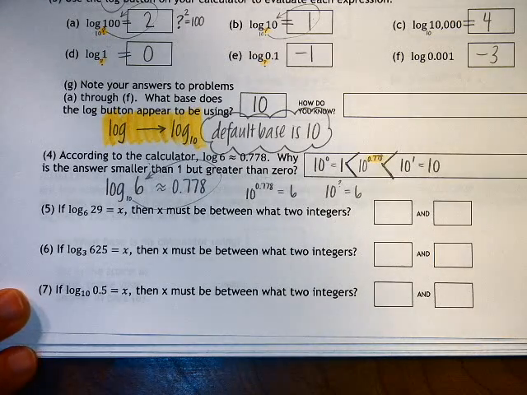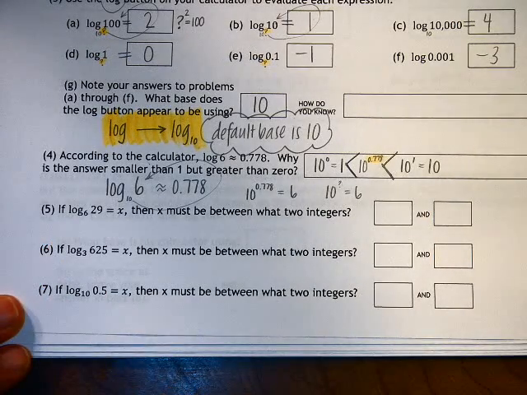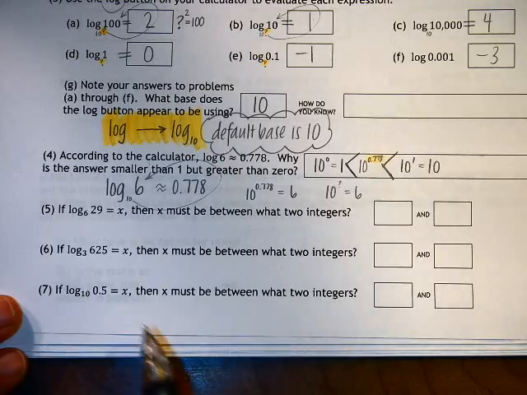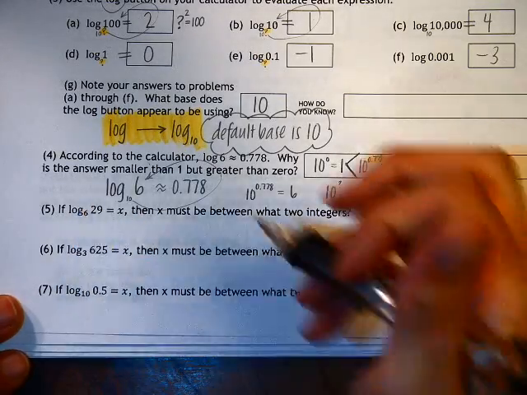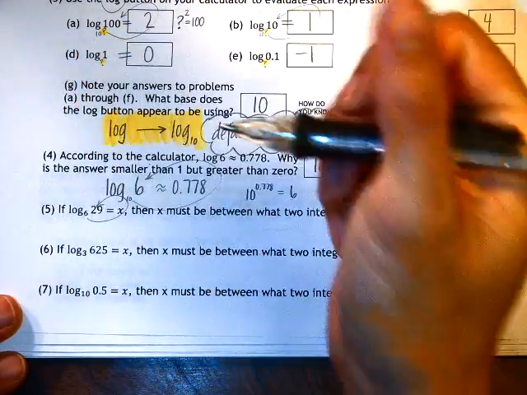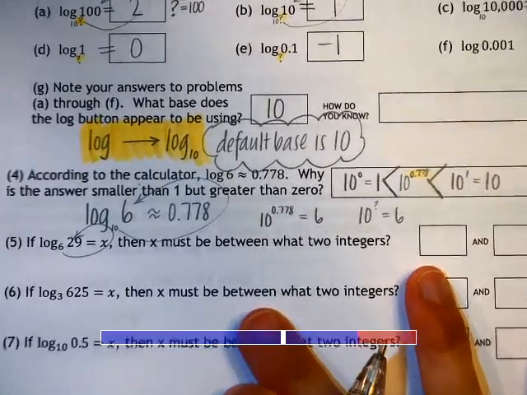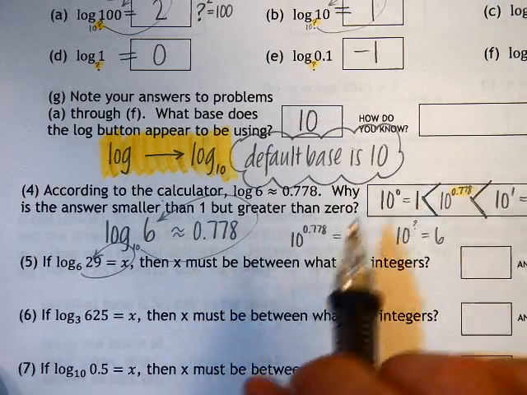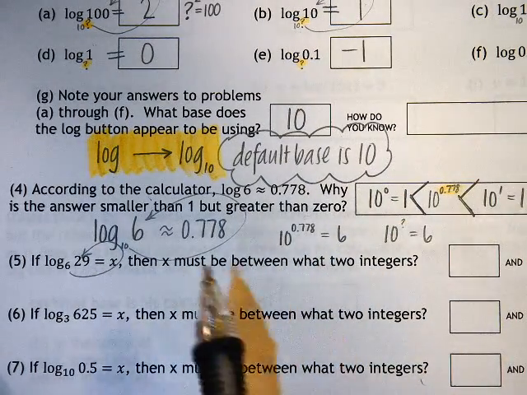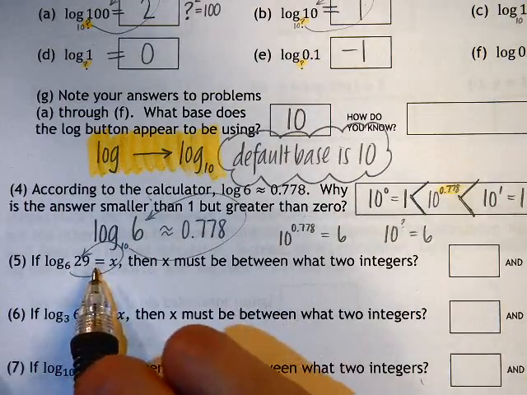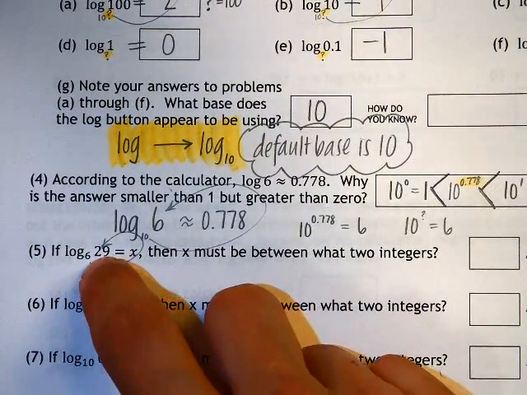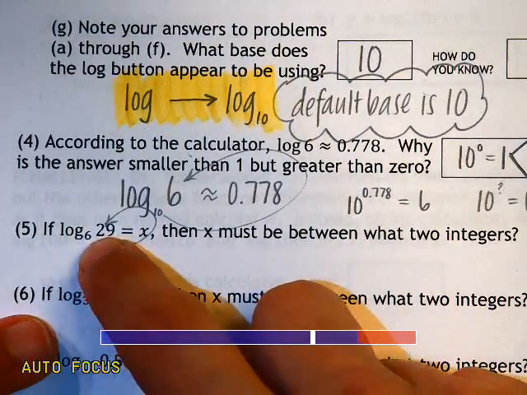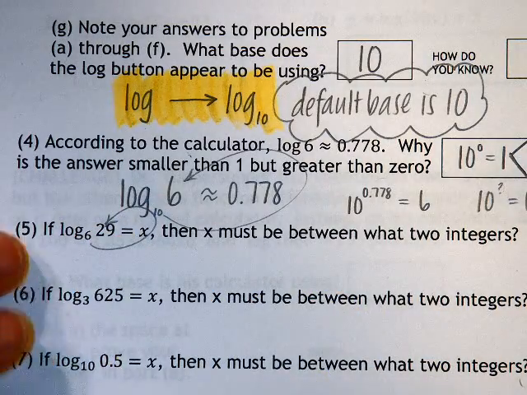Speaking of finding exponents, questions 5, 6, and 7 are kind of the same thing. It's just asking you to write these in exponential form and to find an exponent that could get you pretty close to the number in question. So log base 6 of 29, it says x must be between what two integers? Well, let's think about what your calculator would be doing. Your calculator's not base 6, obviously, but it's doing something similar, so let's think like our calculator.